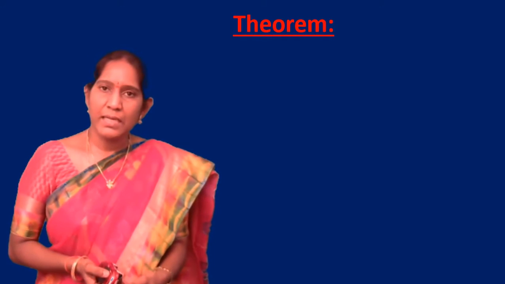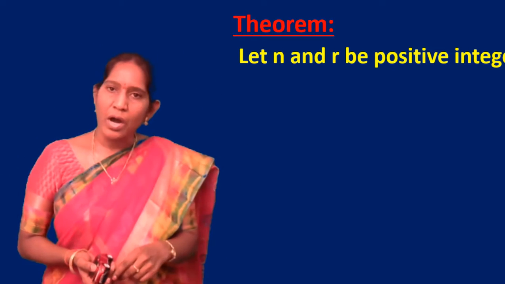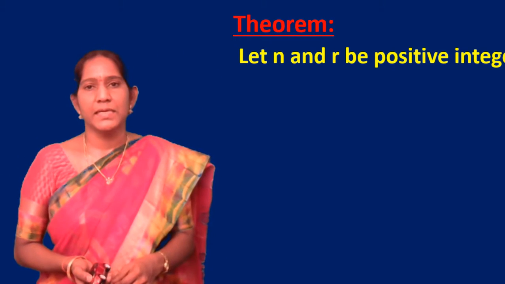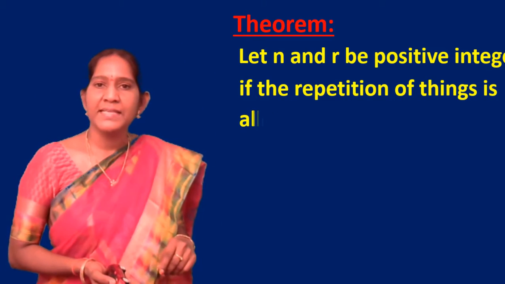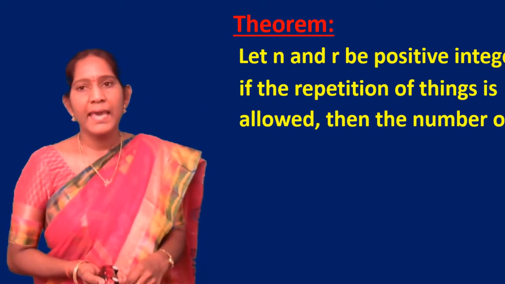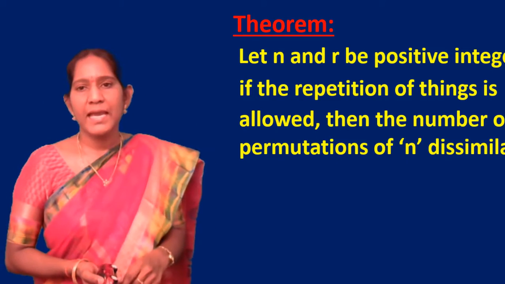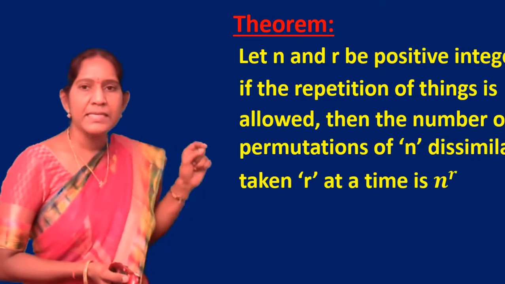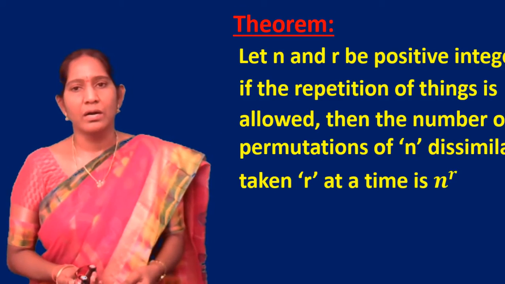Now, see the theorem. Let n and r be positive integers. If the repetition of things is allowed, then the number of permutations of n dissimilar things taken r at a time is n to the power r.